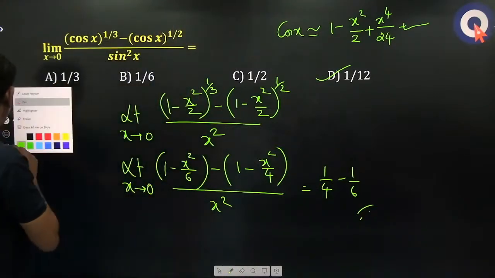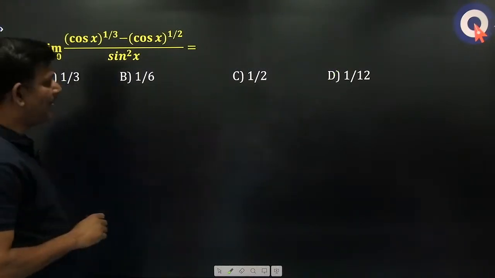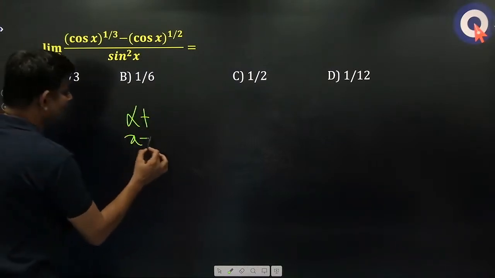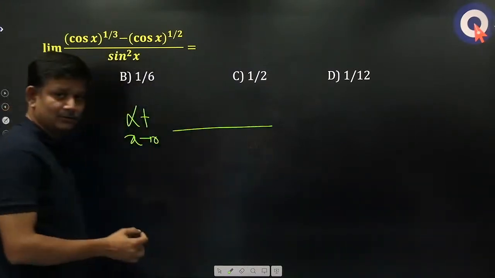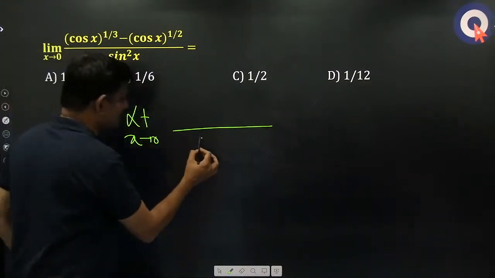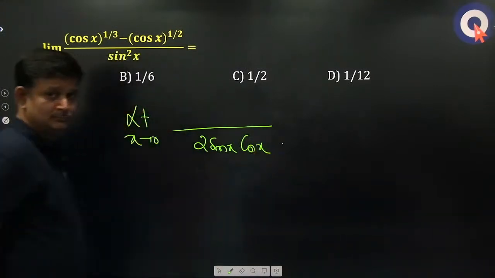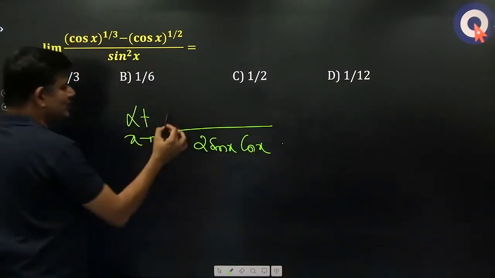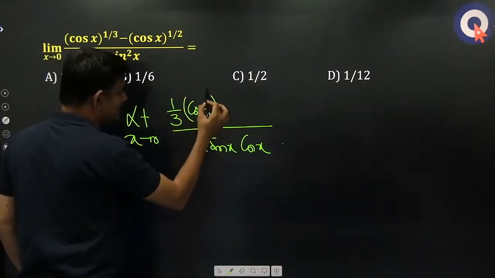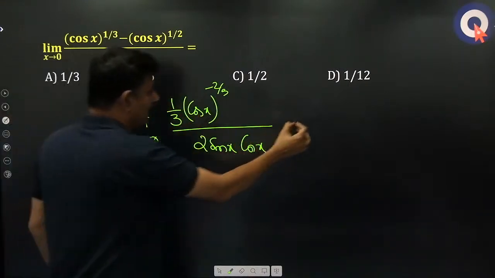I could have as well done it by power series or L'Hopital rule. How to use L'Hopital rule here? Again, before applying L'Hopital rule, I will simplify the denominator, or let it be. 2 sin x cos x is the derivative of the denominator. What is the derivative of this quantity? 1 by 3 cos x power minus 2 by 3 into minus sin x will come out. I will write it outside.